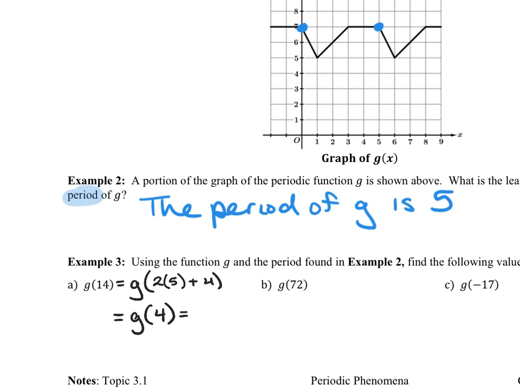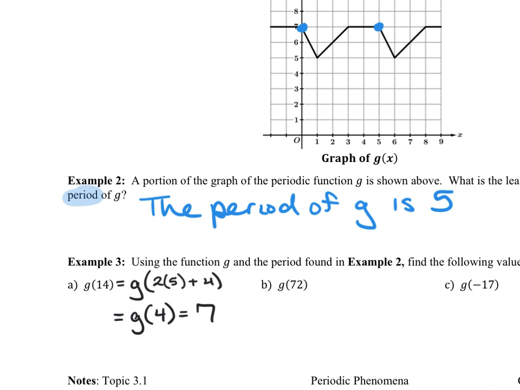So we could just look at g of 4 and say that that's the value. And what is g of 4? 7. How did we get that? We looked at 4 on the x-axis and read the graph. It's at a height of 7. So g of 14, which is like g of 4, is 7. See how we can use the period to estimate what's going to happen in the future?